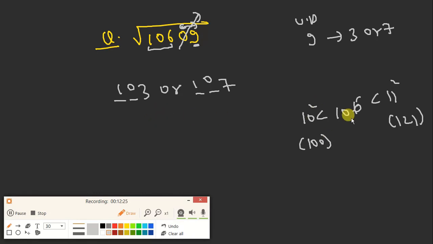Now what you will do? You will see that this 106 is nearer to 100 and not 121. So since it is nearer to the smaller number, the answer would be 103.